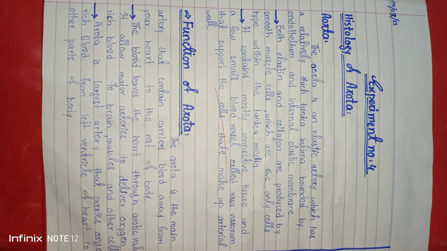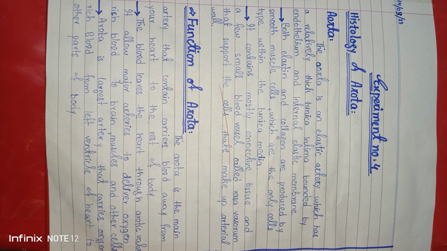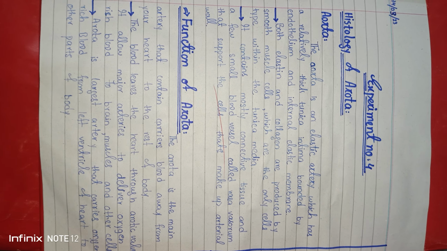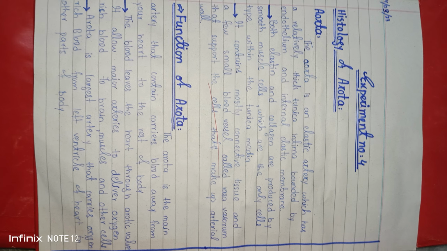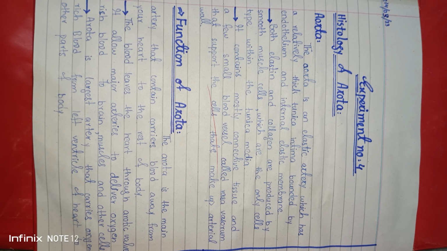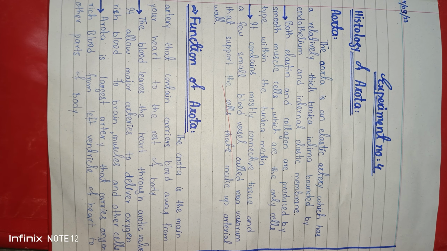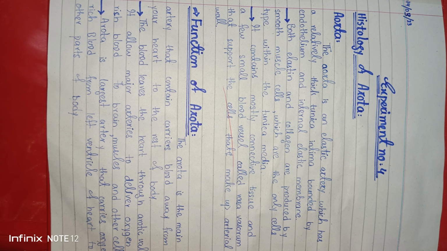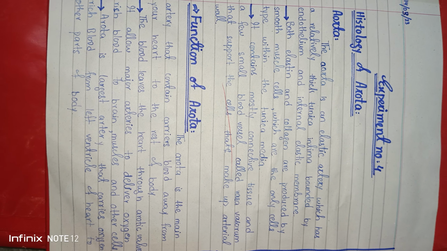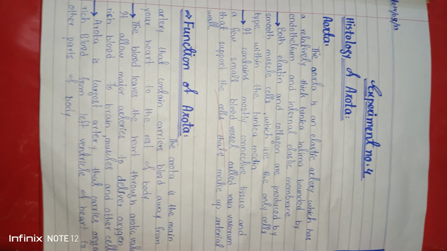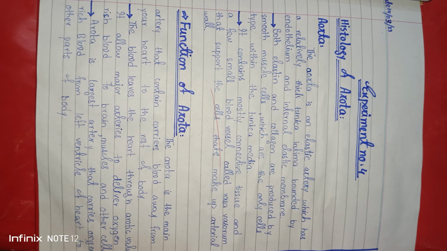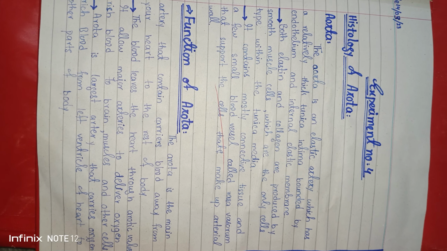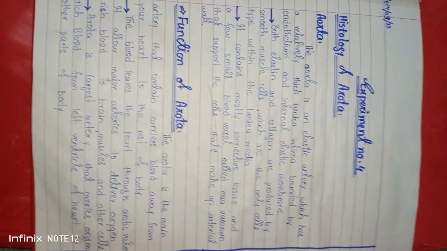So aorta is the elastic artery which is relatively thick due to tunica intima, and tunica intima is the layer of aorta and it is bounded by endothelium layer, and it also has internal elastic muscles in it. Both elastic and collagen are produced by the smooth muscle cells, and it is present in the tunica media, which is the middle layer of aorta, and at the last it has a third layer, and this third and last layer is called as tunica adventitia.